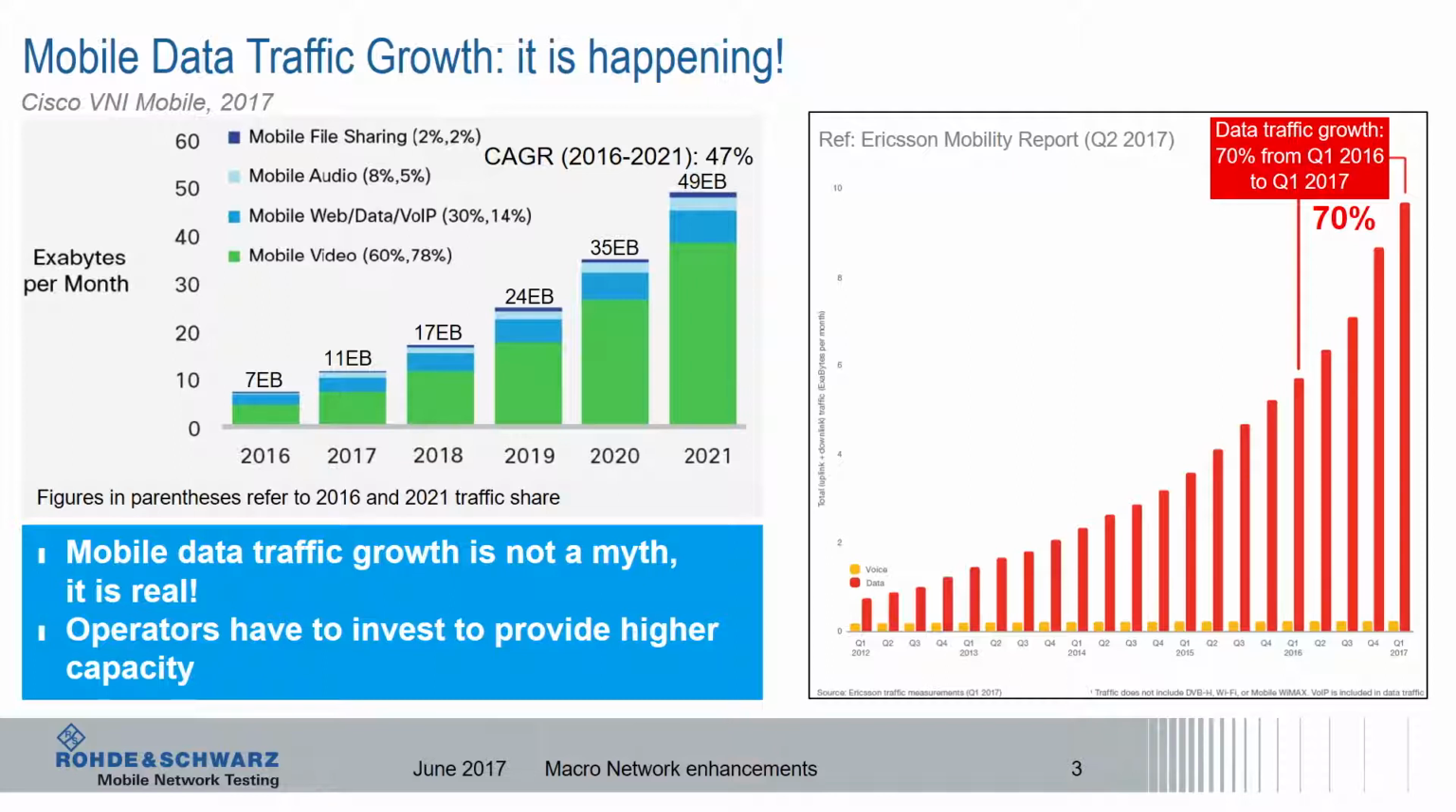So we are not waiting for the data uptake. We are in the middle of this steep increase. It is real. But what is driving this increase in mobile data? And you see on the left side in the green color, it's clearly mobile video. You see that in 2021, more than 3/4 of the mobile traffic will be video. And mobile network operators need to continuously increase the capacity in their networks to cope with this increasing data demand.